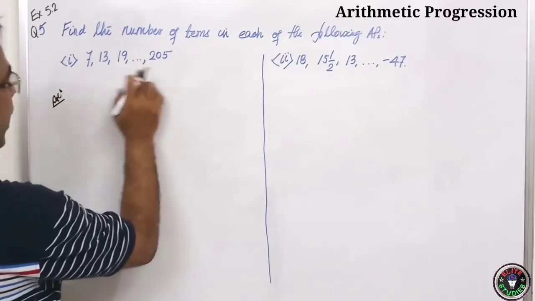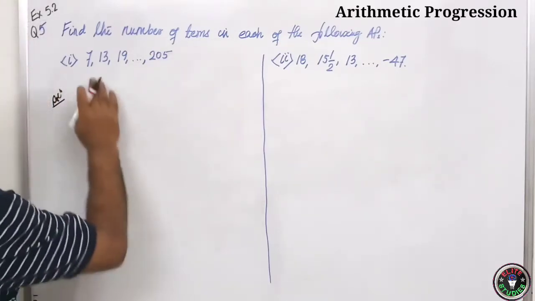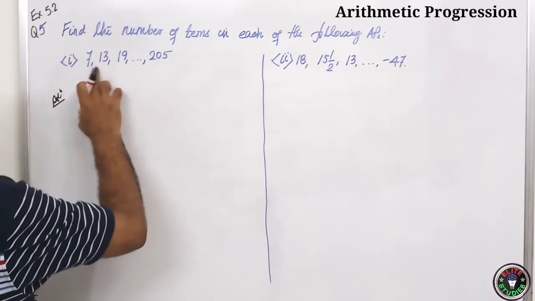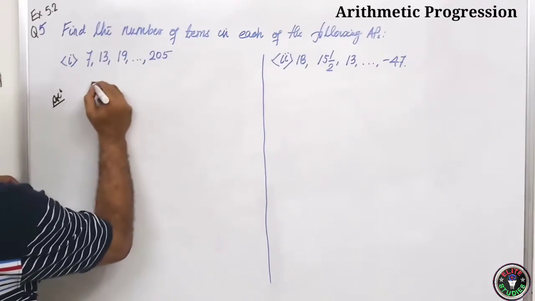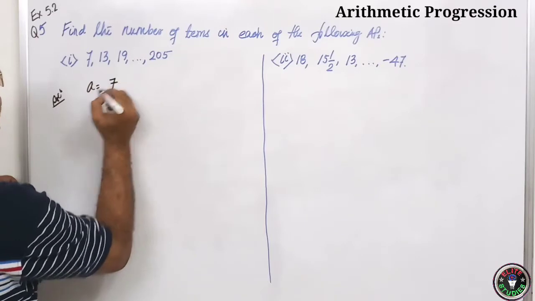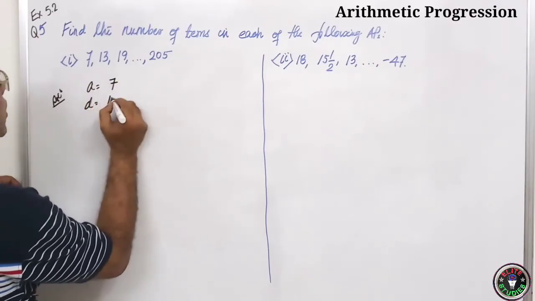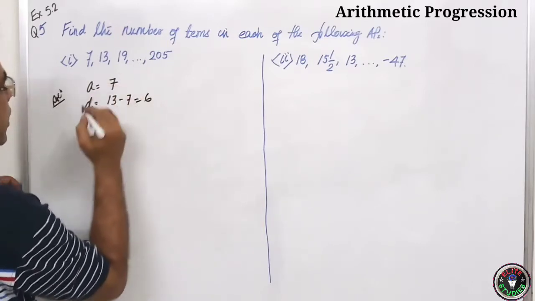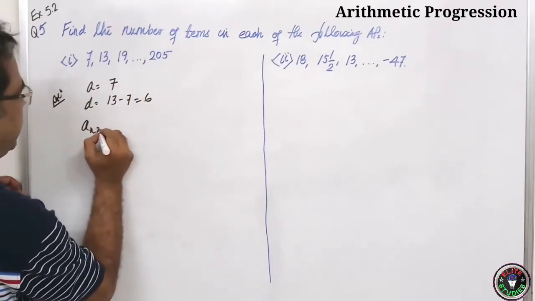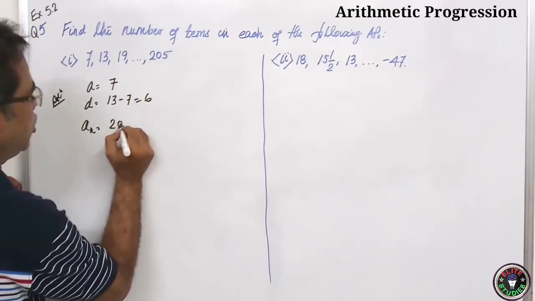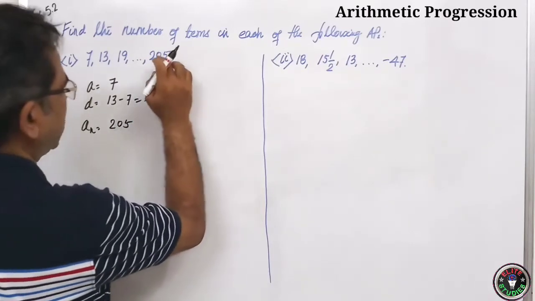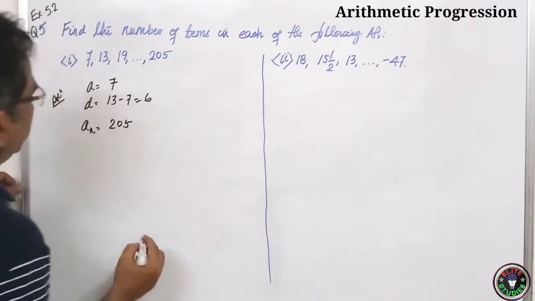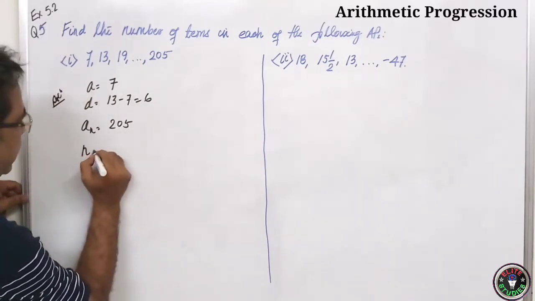Here you have to find n, the number of terms in this AP. The first term is 7, the first term a is equal to 7. The common difference d is equal to 13 minus 7, which is 6. And an has been given as 205. This is sometimes called the last term, you can write it as l also. Now you have to find n.